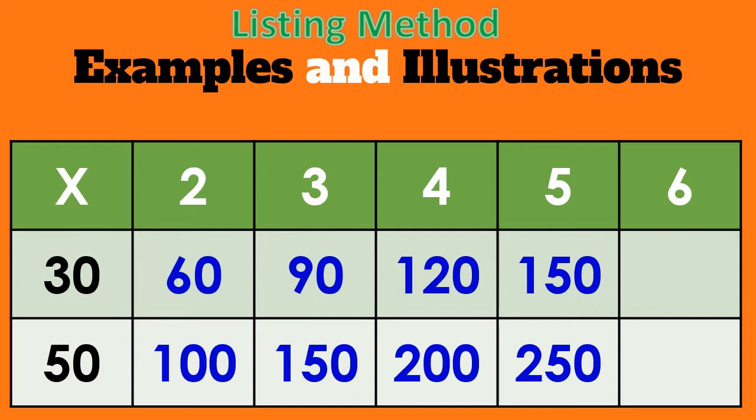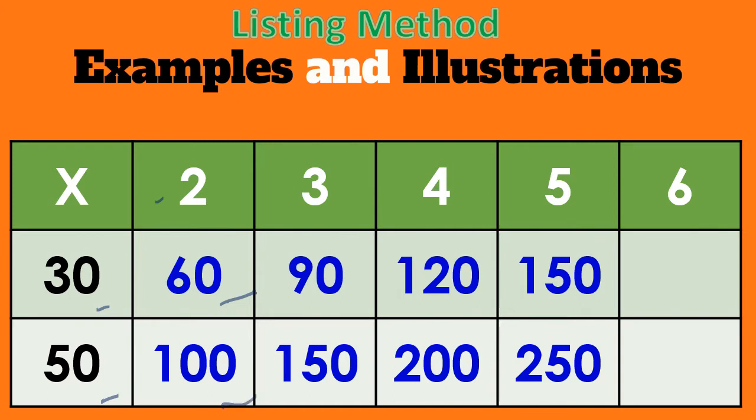Kaya, sinulat ko na dito yung ating given, 30 minutes at saka 50 minutes. By means of listing method, minultiply natin ito sa 2, 3, 4, 5, 6 para malaman natin ano yung magkapareho ang multiple nitong 30 at saka 50. Hindi ko rin sinama yung 1 since sabi ko nga, any number multiplied by 1 is the number. Kaya ito tayo. Start tayo ng 2. Ang sagot ay 60 if we multiply 30 by 2.